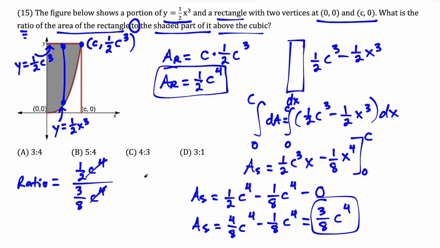Notice c to the fourth just cancels out, and now we can just multiply by the reciprocal of the bottom. We're using keep, change, flip, if you know that phrase. And we have 1/2 times 8/3, and then 8/2 cancels to make 4, and this simplifies to 4/3. But remember, to express this in ratio form, we could just say 4:3. And this tells us our answer is choice C.